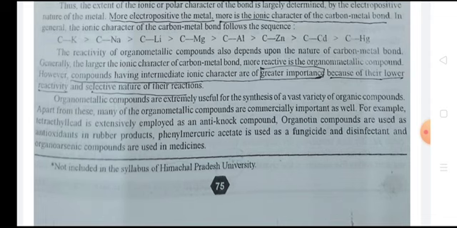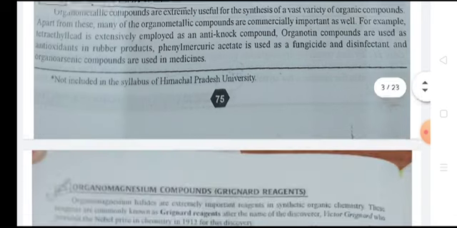Organometallic compounds are extremely useful for the synthesis of a vast variety of organic compounds. Apart from these, many of the organometallic compounds are commercially important as well. For example, tetraethyllead is extensively employed as an anti-knock compound. Organotin compounds are used as antioxidants in rubber products. Phenyl mercuric acetate is used as a fungicide and a disinfectant, and organoarsenic compounds are used in medicines.